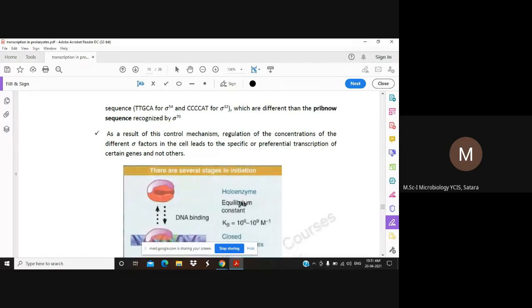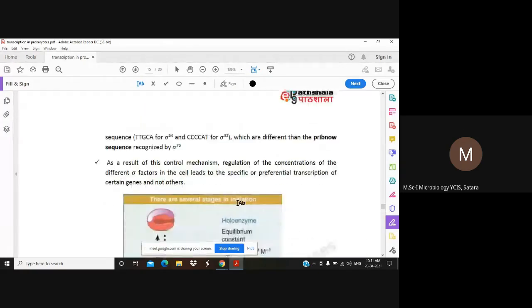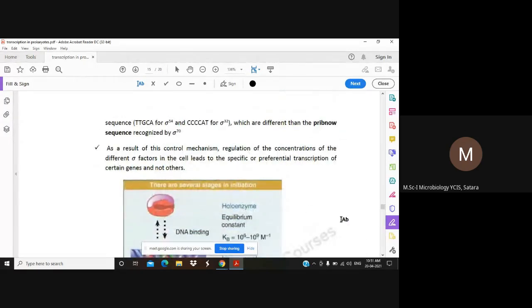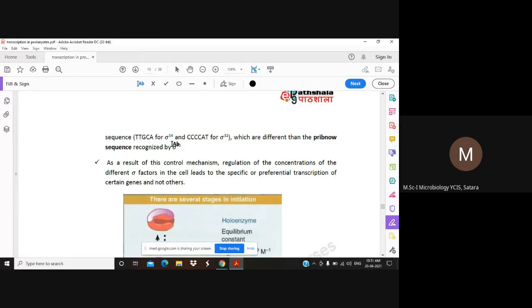recognized by sigma 70. तर हे लक्षात आलं का, ज्या वेळेला काही एन्व्हायरमेंटल ऍडव्हर्स कंडिशन क्रिएट होतील, टेम्परेचर इन्क्रीज होईल, तर त्यावेळेला काय होणार आहे, तर हे जे सिग्मा फॅक्टर आहेत दोन्ही सिग्मा 54, सिग्मा 32, these are activated and they bind with core enzyme. हे दोन सब युनिट काय करणार आहेत, ते कोर एन्झाईम बरोबर बाइंड होणार आहेत and they recognize these specific sequences. हे दोन्ही स्पेसिफिक सिक्वेन्सेस ते बाइंड करणार आहे, which is different from the Pribnow box. तर ते प्रिब्नॉ बॉक्स पेक्षा कसे आहेत, वेगळे आहेत.